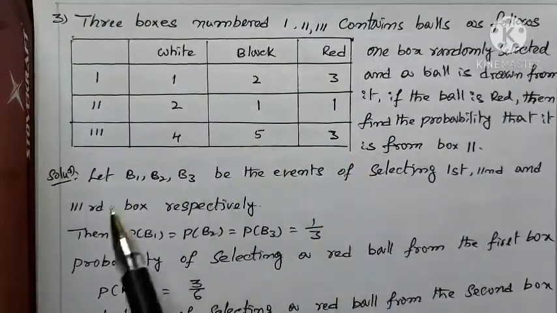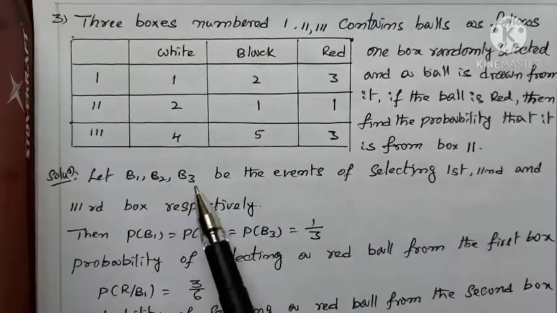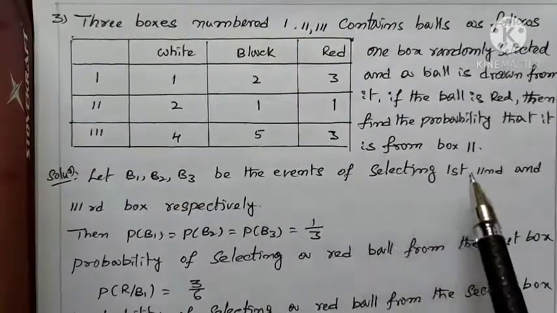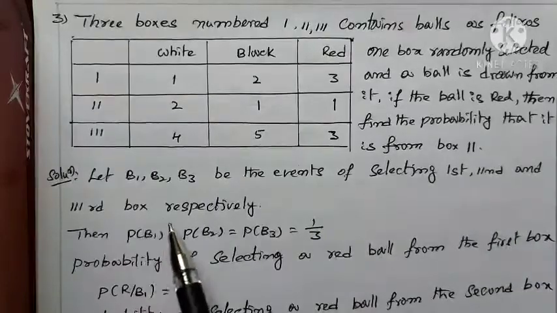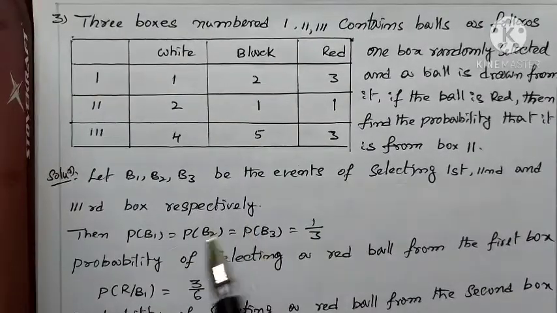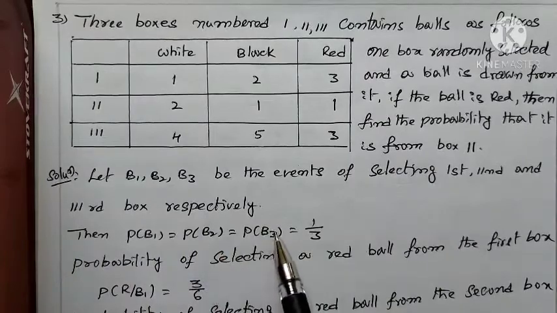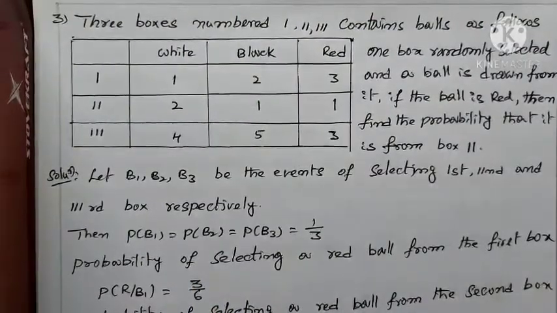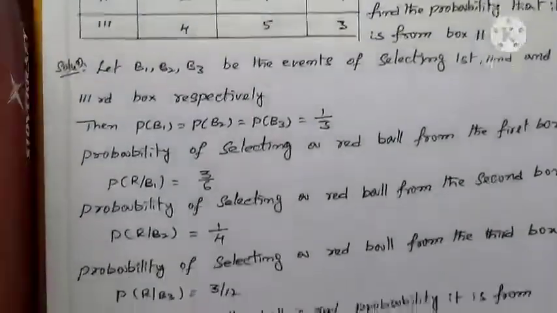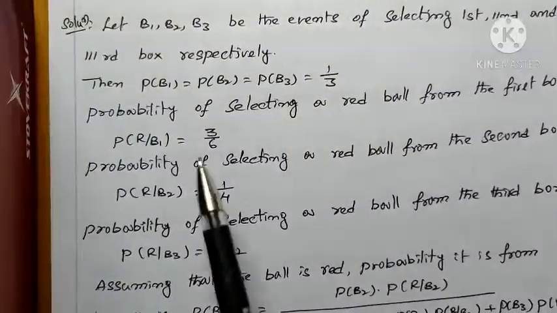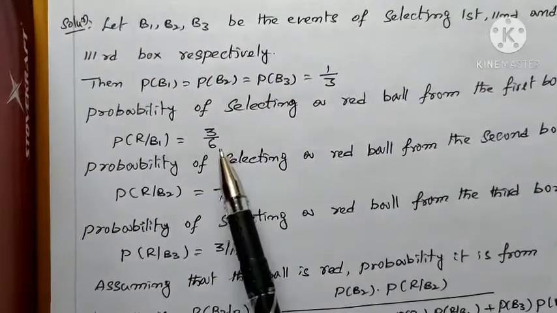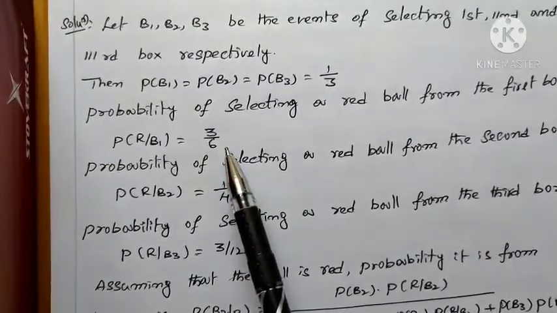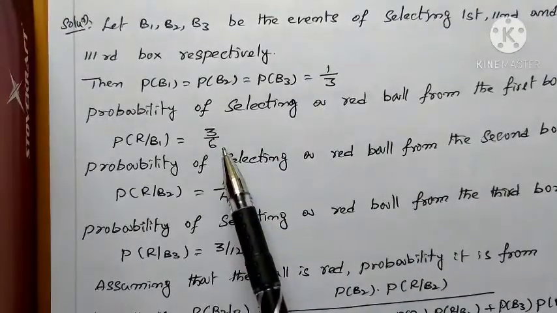Let B1, B2, B3 be the events of selecting the first, second and third boxes respectively. Then P(B1) = P(B2) = P(B3) = 1/3. Probability of selecting a red ball from the first box is P(R|B1), that is equal to 3/6, because in the first box there are 3 red balls out of a total of 6.